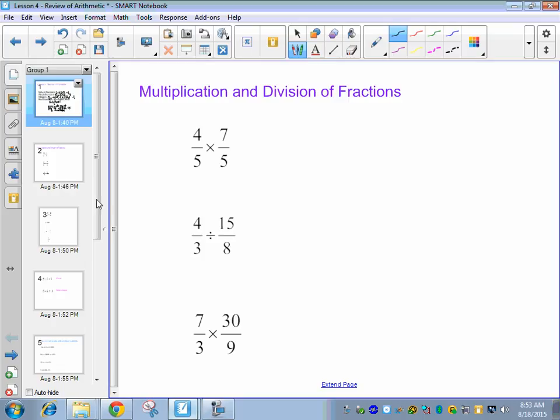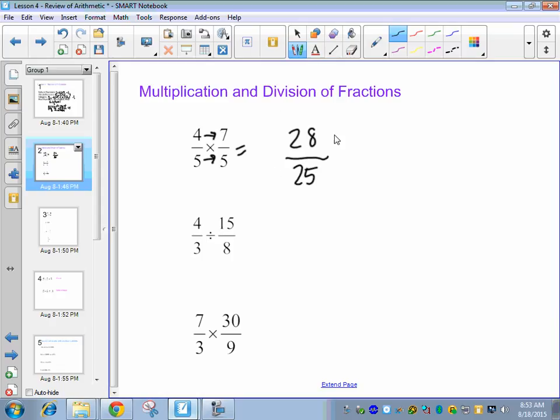Okay, now multiplication and division of fractions. So can anybody tell me how to multiply these fractions? Anybody? Yep. Well, so we multiply straight across. So we're going to do 4 times 7 and 5 times 5. So 4 times 7, 28, divided by 5 times 5 is 25. Now we always want to think, can we reduce this at all? I don't think we can.